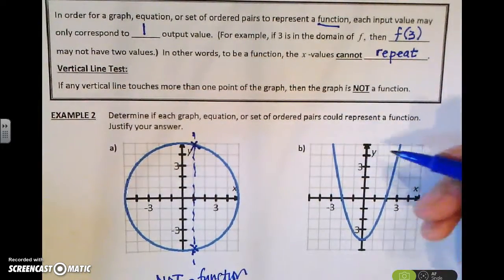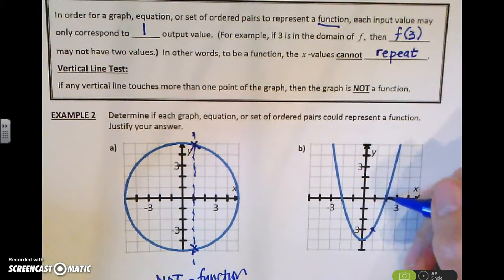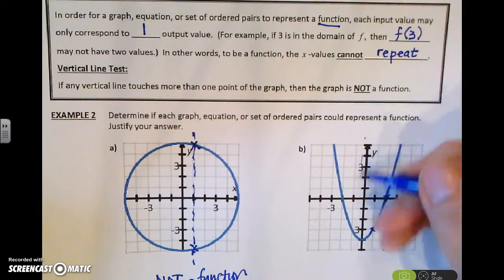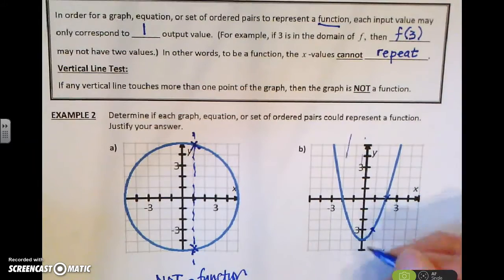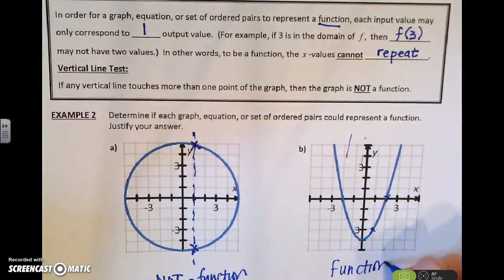Now this one, you can see, given any point, there's only one. Any input, there's only one output. If I drew a vertical line in all these different places, it will only hit the graph in one place. So for this one, all inputs give me one output, so it is a function.